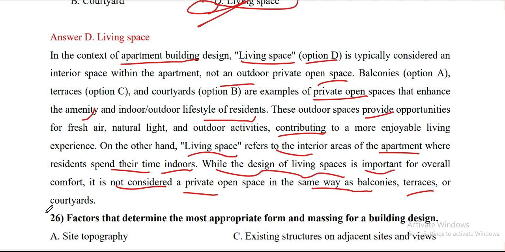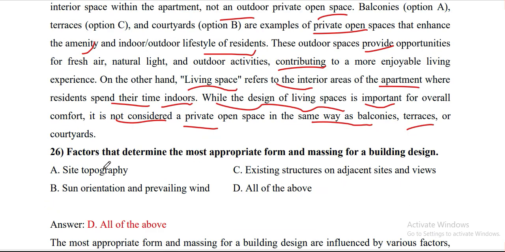Question number 26. Factors that determine the most appropriate form and message for building design. A. Site topography. B. Sun orientation and prevailing wind. C. Existing structures on adjacent site and views. D. All. The best answer is D.